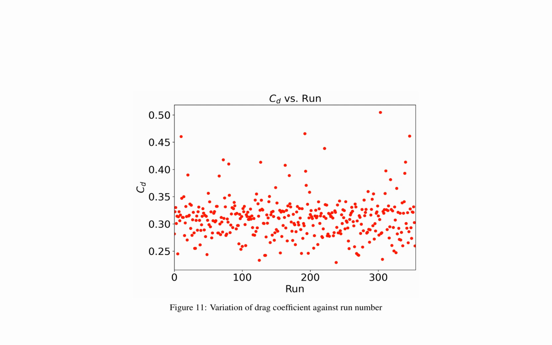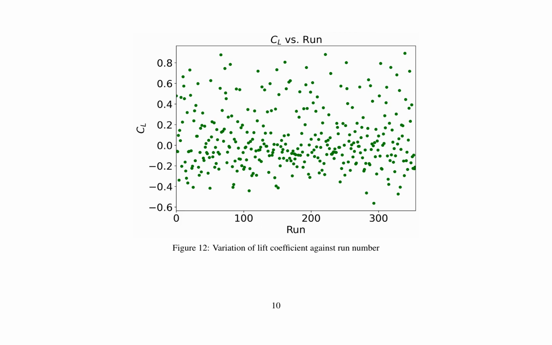A consistent pattern emerges from the data, revealing that the drag coefficient increases with the run number, while the lift coefficient decreases. This variation is critical for understanding the aerodynamic performance of the tested models. These findings are significant in refining the models for improved efficiency and stability.